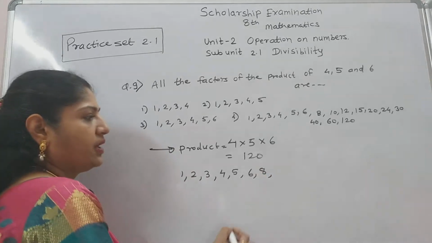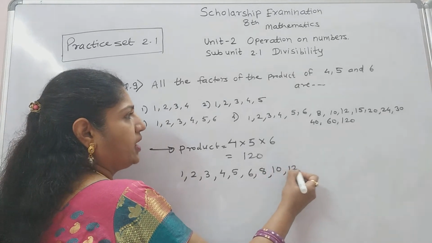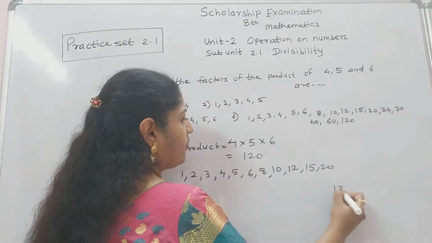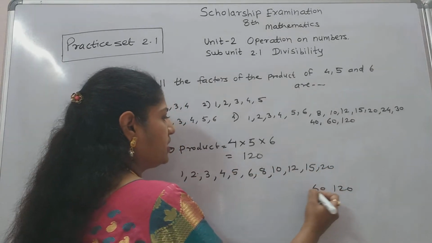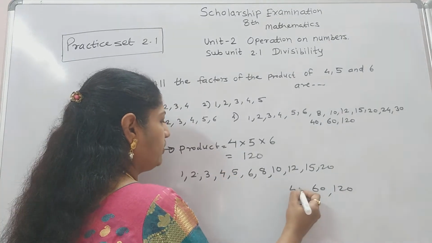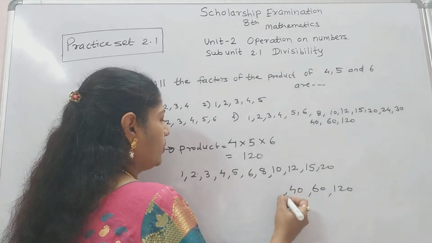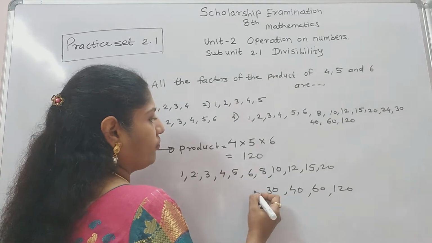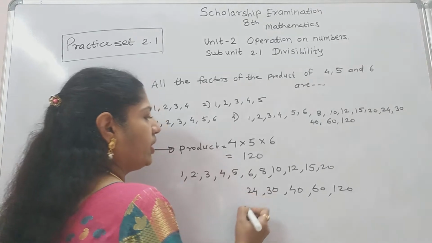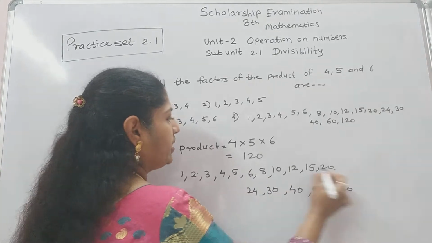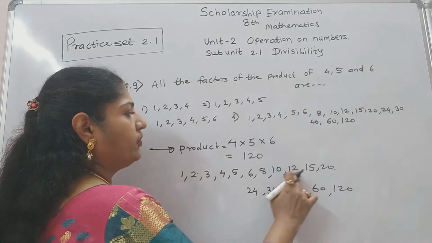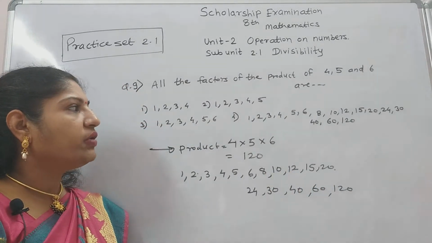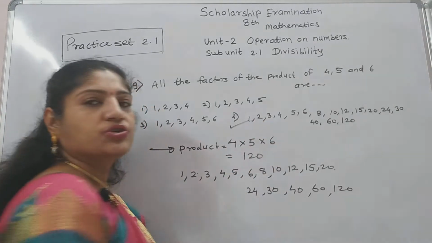8, 10, 12, 15, 20, 1 into 120, 2 into 60, 120, 3 into 40, 120, 4 into 30, 120, 5 into 24, 120, 6 into 20, 120, 8 into 15, 120, 10 into 12, 120. I write all the factors of 120. So our answer is option number 4.